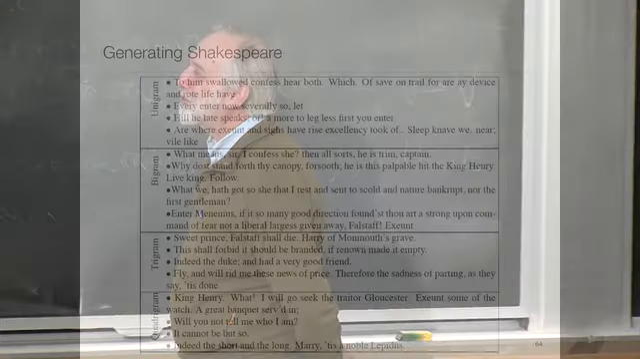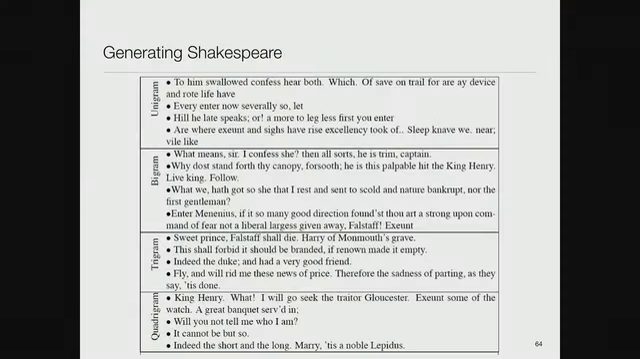Now, if you go to bigrams, it starts to sound a little better. "What means, sir, I confess she? Then all sorts, he is trim, captain." Right? It doesn't make any sense, but it starts to sound a little better. And with trigrams, we get "sweet prince, Falstaff shall die, Harry of Monmouth's grave," etc. Okay, so this is beginning to sound a little Shakespearean.